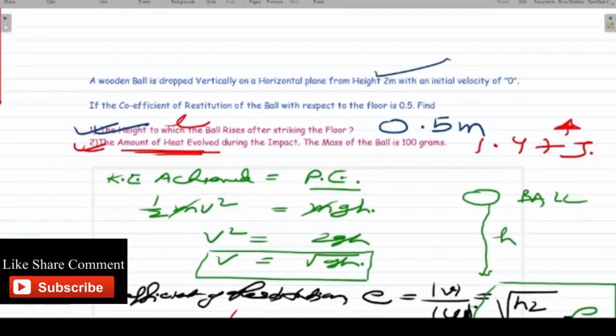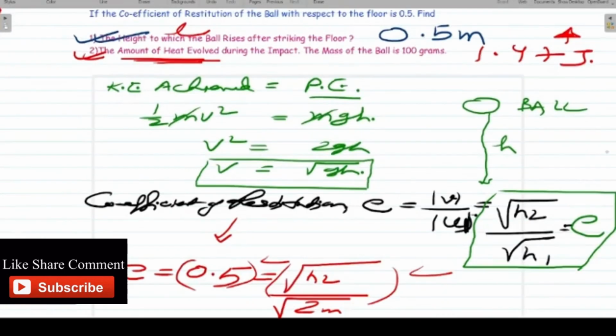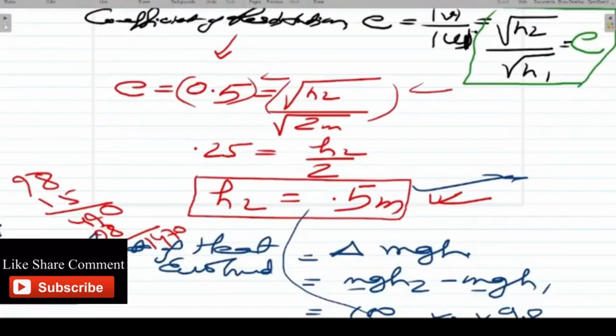So students, we have solved this question, and we'll come up with some more conceptual numericals based upon inelastic and elastic collisions. We have seen what the coefficient of restitution is over here, and how to solve this, we have gone through it.